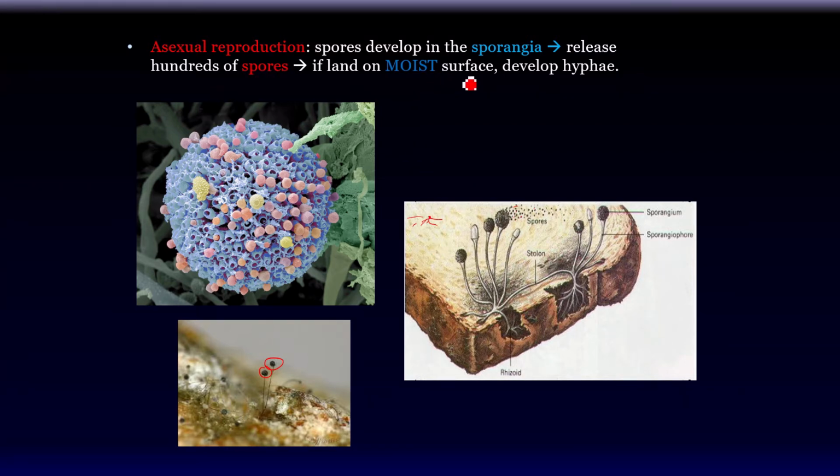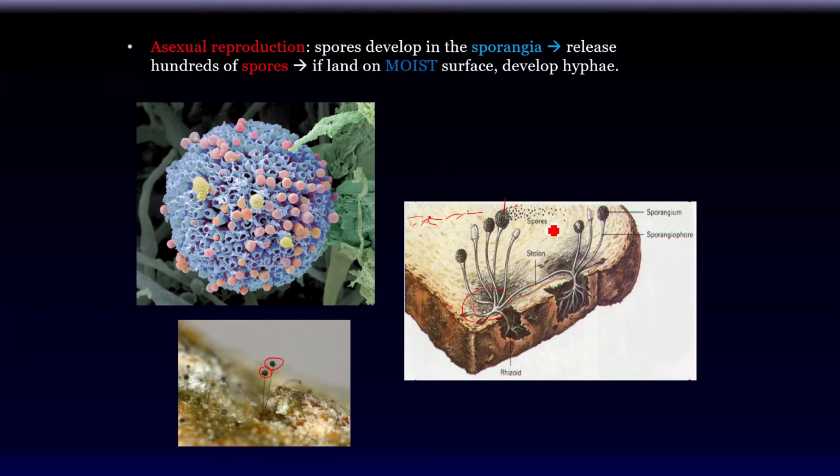Okay, if they land on a moist surface, then they develop into hyphae. Now, as I said, if they land on granite and there's no food around, they're not going to really develop. But as you can see, a bread mold in one area of the bread can pretty much spread into the rest of the refrigerator, or at least a nearby area, because these spores are so tiny, they just kind of fly around. And if you open the fridge and this happens to be open, like poof, they go everywhere, right?